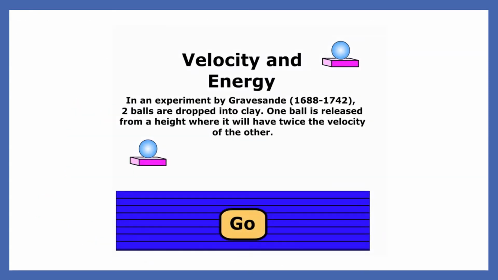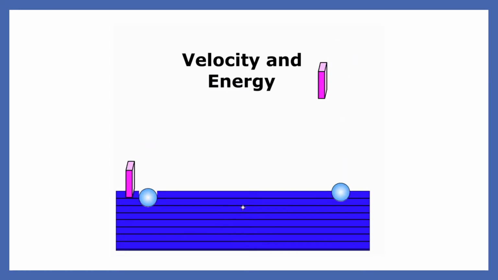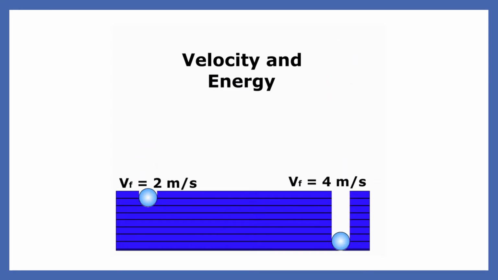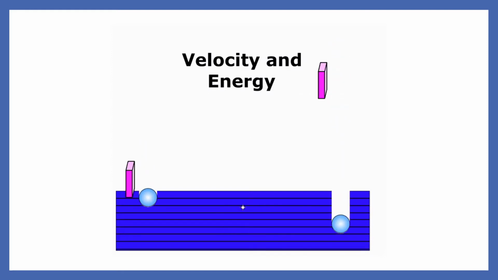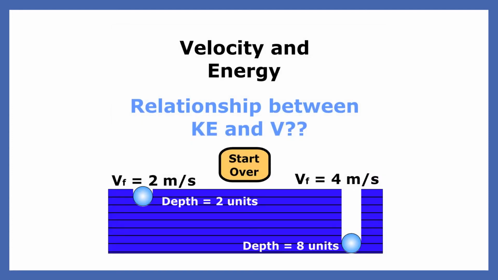In the 17th century, an experiment revealed the relationship between velocity and kinetic energy. Two identical spheres were positioned at two different heights above a container of clay. The higher sphere was placed at a height where it would hit the clay at twice the velocity. The sphere with twice the velocity made a dent in the clay that was 4 times deeper than the lower sphere. This showed that there was a direct square relationship between kinetic energy and velocity.